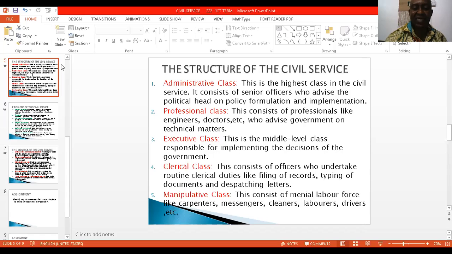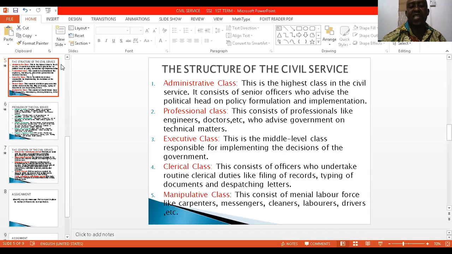The clerical class. You must have seen most of the clerks in different ways, in different offices. How many of you can type? Have you seen anyone? Okay, this class consists of officers who undertake routine clerical duties like filing of records, typing of documents, dispatching letters, and so on and so forth. These are their work. In an organization, they will carry this file to the other place. They will ask them to type this letter. Make sure you send it to these people. Type this letter, give it to the people in the executive class department.